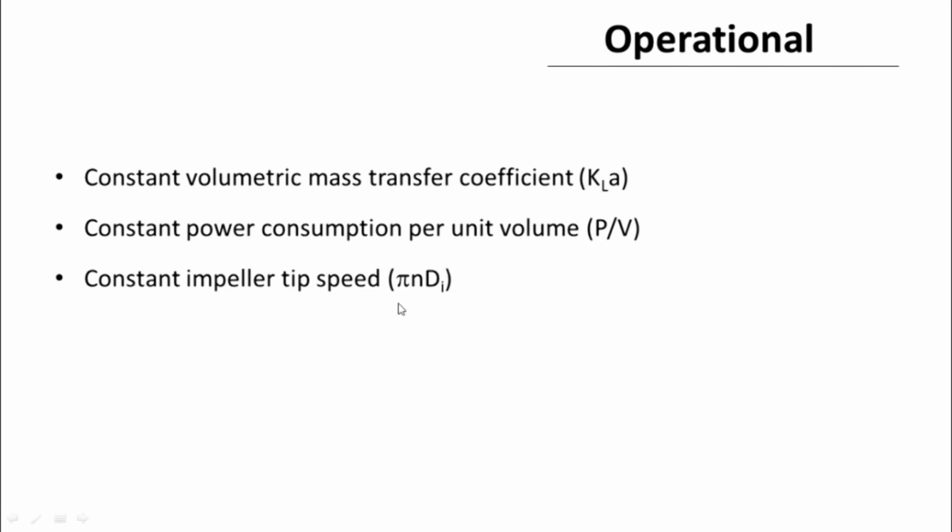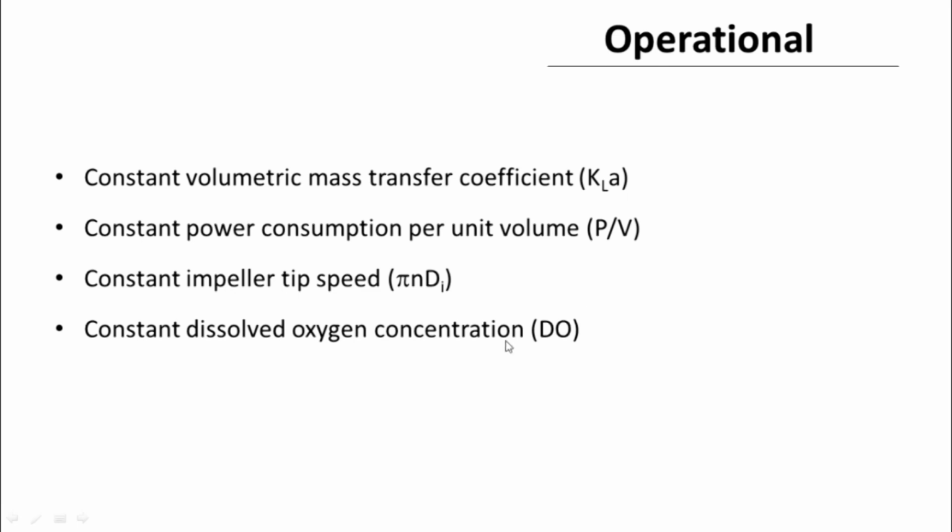Impeller tip, impeller diameter is Di, that's a diameter. Pi D would be the circle it makes, the distance that is traveled, times N, the RPM, the speed of the impeller. That gives you the variable that you need to keep constant at the lower level and at the higher scale. And also one looks for constant dissolved oxygen concentration and constant Reynolds number in the bioreactor.